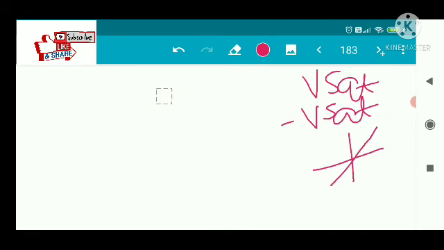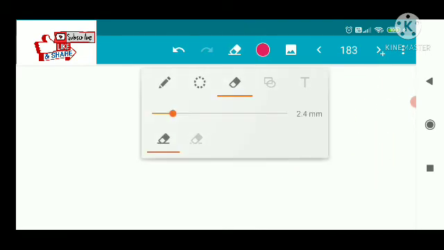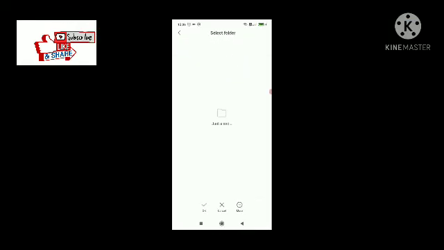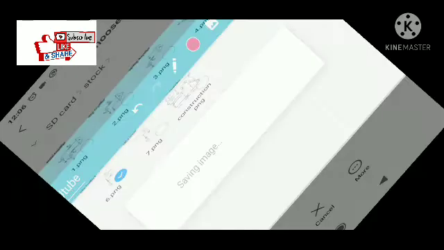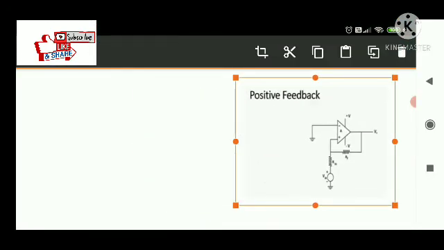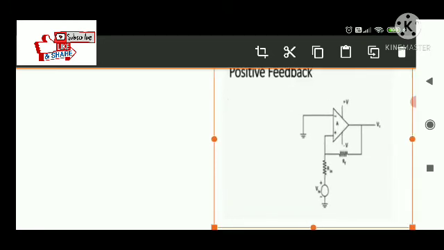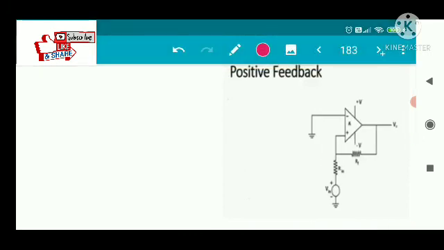Okay, so I am just importing the diagram. Okay, so this is the non-inverting amplifier. Non-inverting is an example of positive feedback. So this is the positive feedback. You can see that the output voltage is fed back to the positive terminal, and it is the non-inverting amplifier, because the inverting terminal is grounded and the input is given to the non-inverting input.